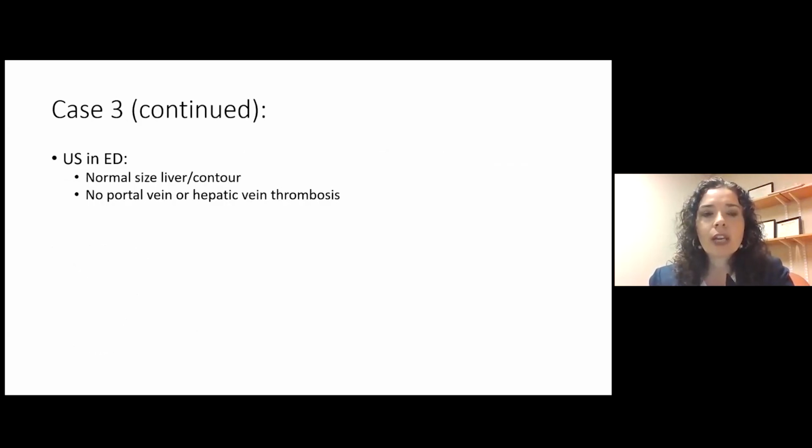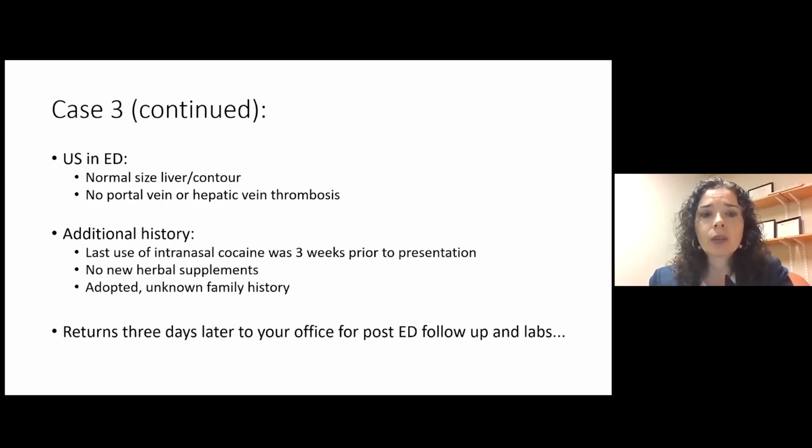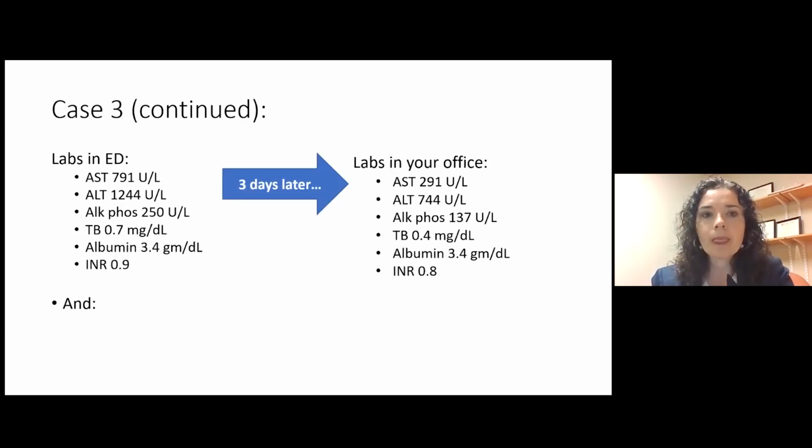In the emergency room, she had an ultrasound which showed her liver to be normal size and normal contour. There was no portal vein or hepatic vein thrombosis. Additional history was obtained, and she last used intranasal cocaine 3 weeks prior to her presentation to the emergency room. She's been on no new herbal supplements, and she's adopted, so she has an unknown family history. She returns to your office 3 days later for her post-emergency department follow-up, and she also has labs. So on the left are the labs in the emergency room, and then 3 days later in your office, her AST and ALT are declining with an ALT of 744.